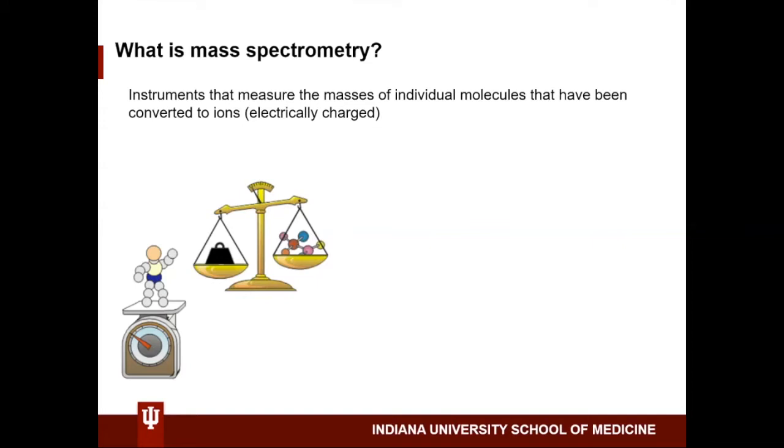However, since something is so small, only a few atoms or compounds, it's too small to use gravity to weigh, so we have to ionize it, and then we can use electrical and magnetic fields to manipulate it and then determine the mass to charge ratio.